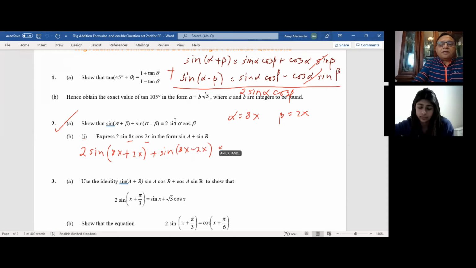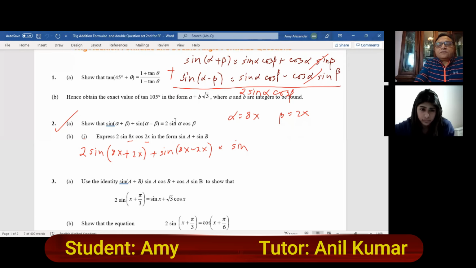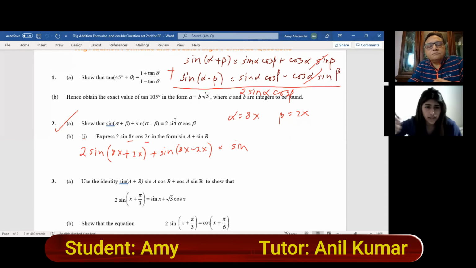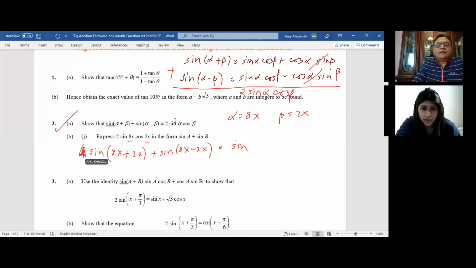So which is equal to 2 sine of, so when we have this, we know the formula is sine alpha plus beta times sine alpha minus beta, right? Yeah. So the 2 sine 8x cos 2x equals sine alpha plus beta. So sine A plus B, the 2 is not there. Okay, you're right. So sine of 10x, plus sine of 6x, right?